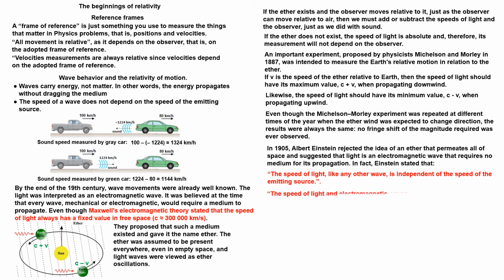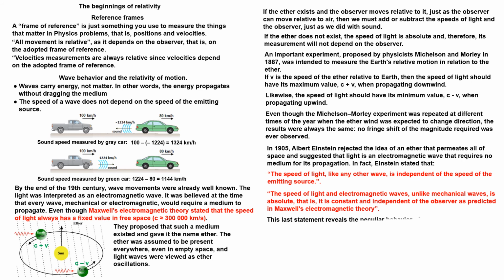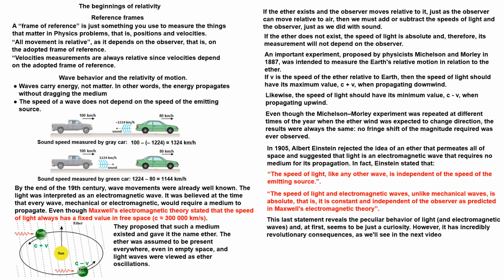The speed of light and electromagnetic waves, unlike mechanical waves, is absolute, that is, it's constant and independent of the observer as predicted in Maxwell's electromagnetic theory. This last statement reveals the peculiar behavior of light and electromagnetic waves, and, at first, seems to be just a curiosity. However, it has incredibly revolutionary consequences, as we will see in the next video.